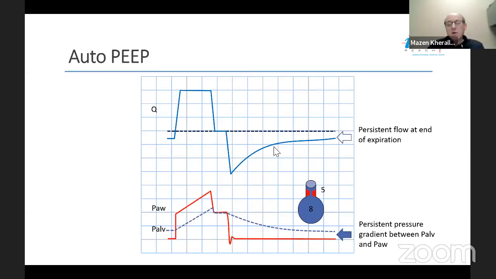Oh, I didn't say 0. You keep it at 0. I said you can decrease the 0, but it's not going to affect your auto-PEEP. Auto-PEEP has nothing to do with external PEEP.